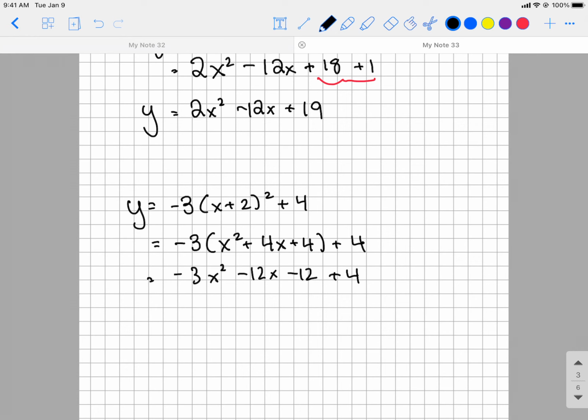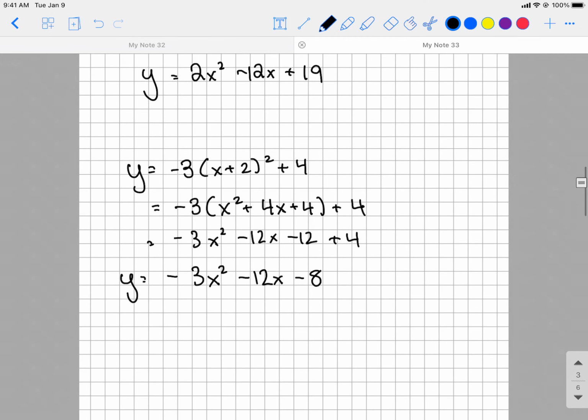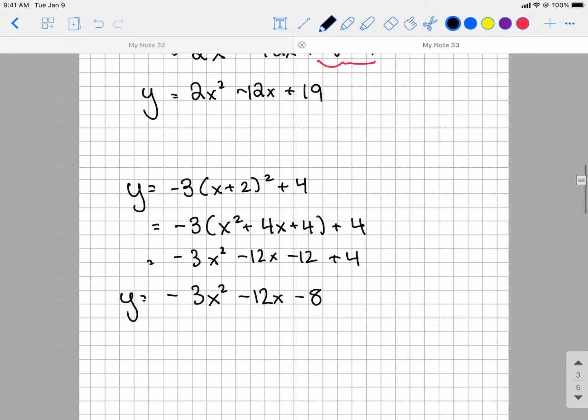And then you're going to combine those last two terms to get your final answer, which is y equals negative 3x squared minus 12x minus 8. And there we are. So we have now converted our quadratics in vertex form into standard form. Next up, we're going to learn how to go the other direction so that we can draw graphs and other things more easily.